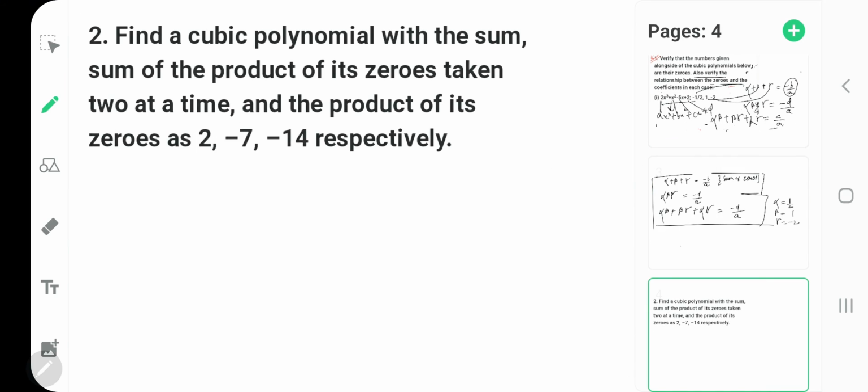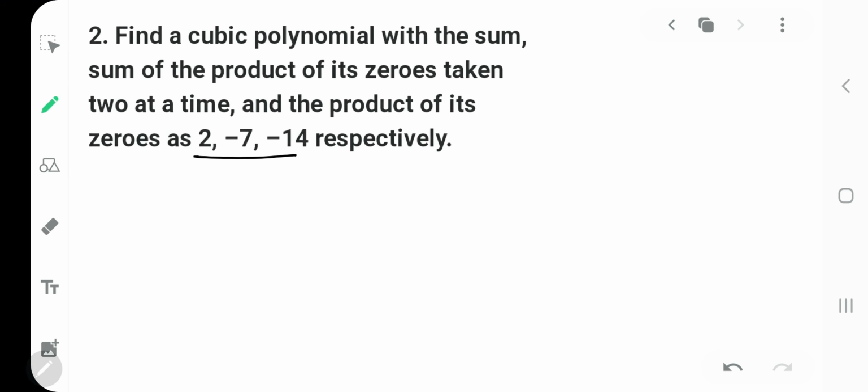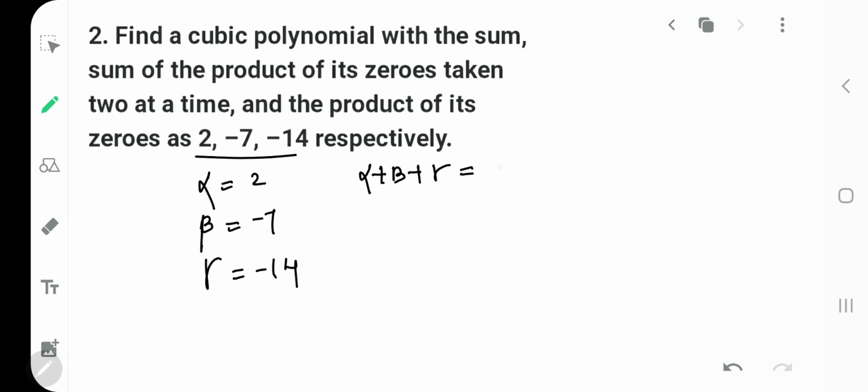Okay. Next we have to find the cubic polynomial with the given sum. You have to find the polynomial, and these are the zeros given. That means you have been given the value of alpha as 2, beta as minus 7, and gamma as minus 14. And you know very well, so put the values.